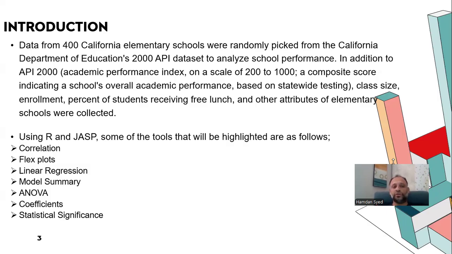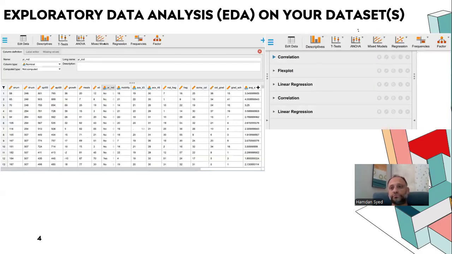And I'm going to use R and JASP, some of the tools like correlation, flex plot, linear regression, model summary, ANOVA, coefficient. These are the tools I'll be using. Next slide. So, exploratory analysis on the data.